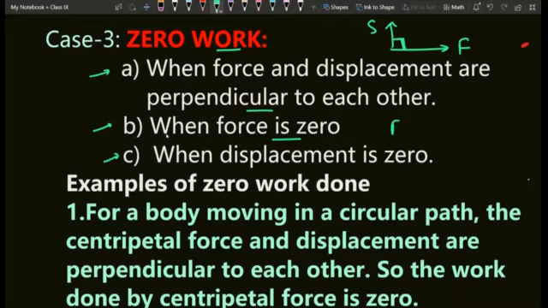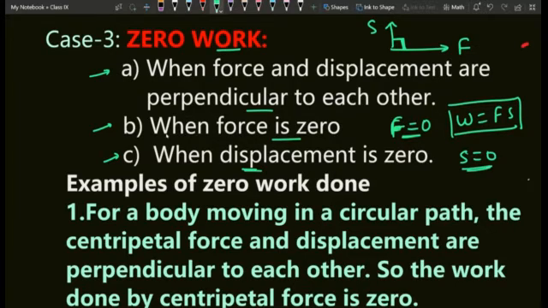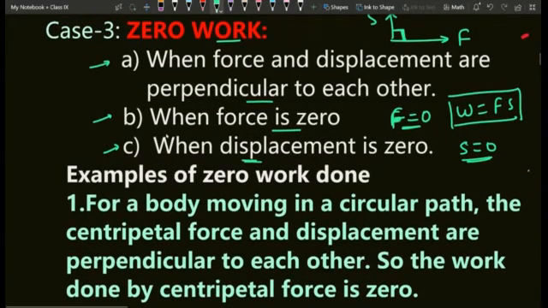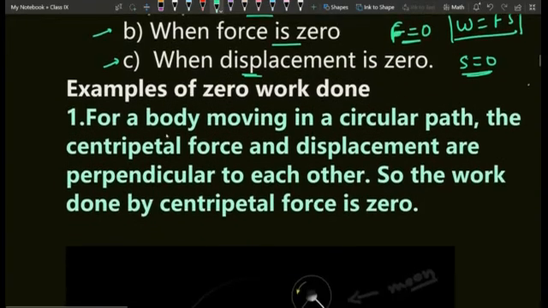The second condition is when force is zero. When F is equal to 0, you can apply the formula W = Fs, and if F is equal to 0, work done is 0. Or the third condition, if the displacement is 0, then also work done is 0, because if you multiply anything with 0, it becomes 0. So these are the three conditions. Let's see the examples of them one by one.